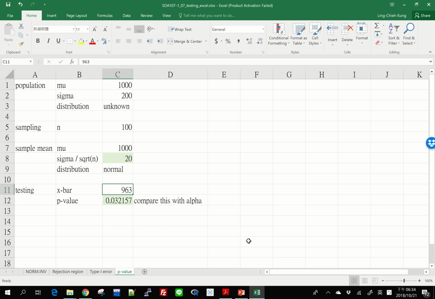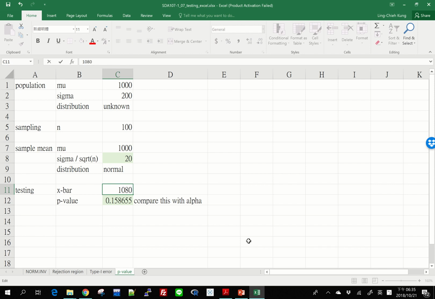So I may change this number to any other numbers you like. For example, what's the probability for you to see 900 or even smaller? It's going to be less than 3.2%, right? And actually, it's very small. What's the probability for you to see 980 or smaller? Well, that's 15.8%.